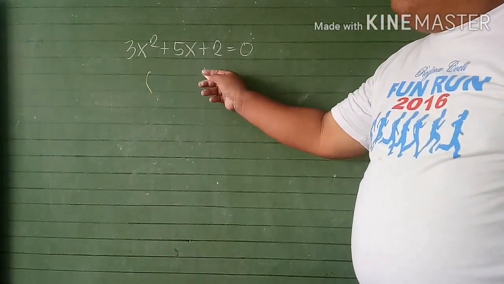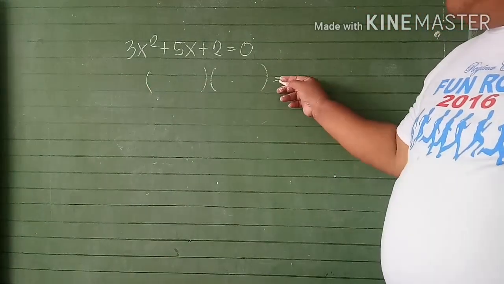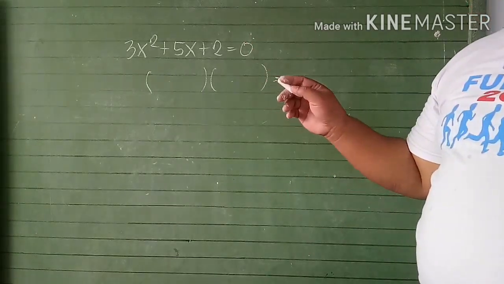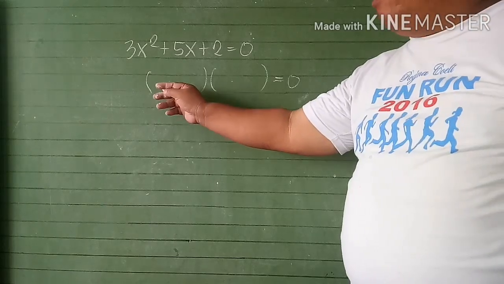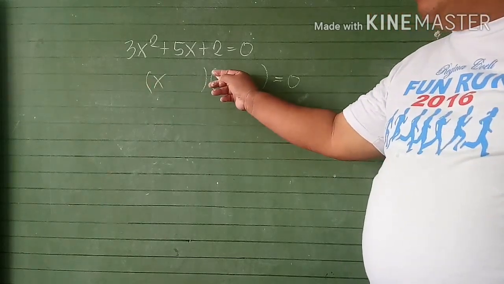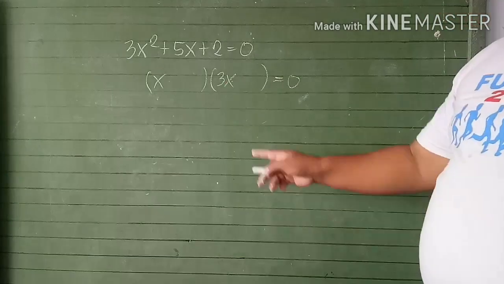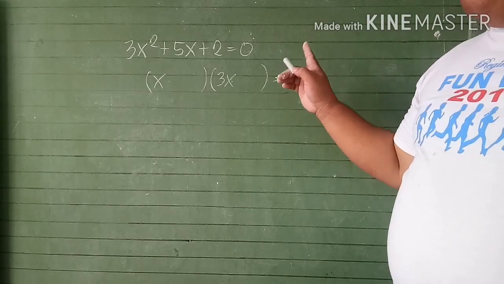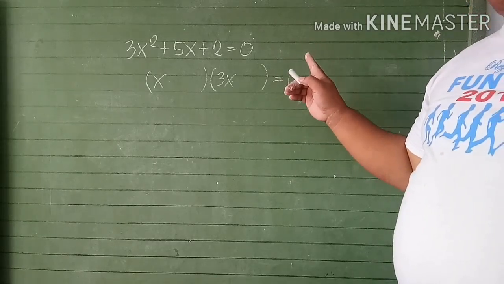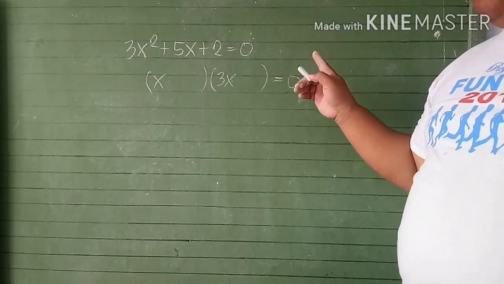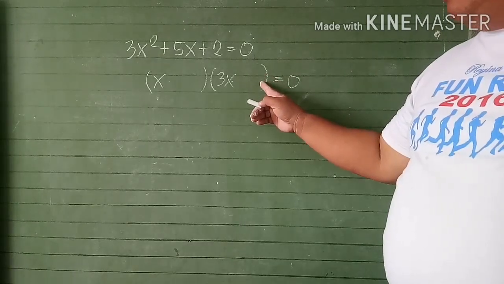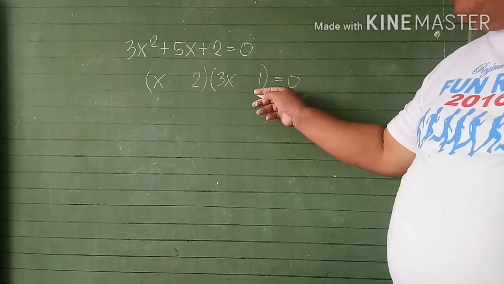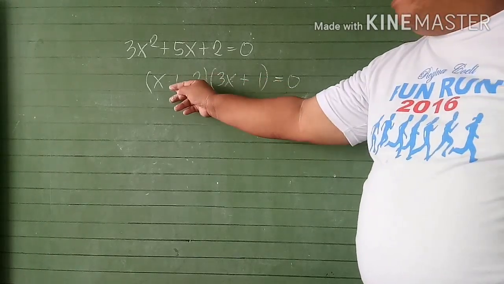Again, we're going to create two quantities here. The factors of 3 are, of course, 1 and 3. So instead of writing 1 here, we're going to write only x here, and the other one is 3x. Okay, what are the factors of 2? Now, in putting the factors 1 and 2, you're going to choose where you're going to pair 1 and where you're going to pair 2. Let's say we're going to put 2 here and 1 here.